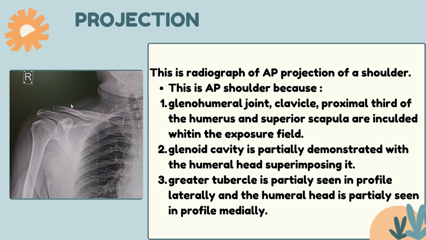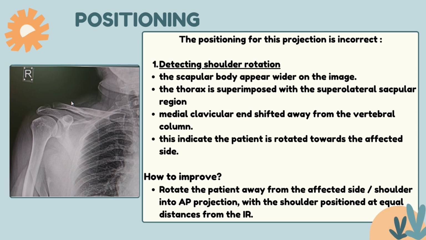Glenoid cavity is partially demonstrated with the humeral head superimposing it. Greater tubercle is partially seen in profile laterally and the humeral head is partially seen in profile medially. This shoulder demonstrated a rotation as the scapular body appears wider on the image. The thorax was superimposed with the superolateral scapular region. Medial clavicular ends shifted away from the vertebral column, and this indicates that the patient was rotated towards the affected side. To improve the positioning, rotate the patient away from the affected side into AP projection with the shoulder positioned at equal distances from the IR.